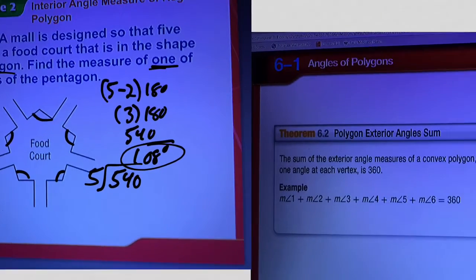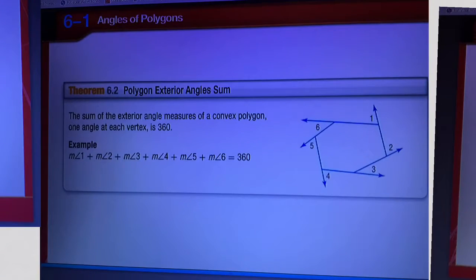Okay, from here we're going to start talking about what we call exterior angles. Exterior angles are, as you see, you take one side and you extend it out, and the angle that is formed is called an exterior angle. So we have all these on the outside of the polygon. Nice thing about this is they always add up to be 360 degrees.